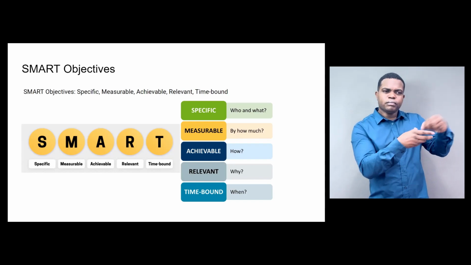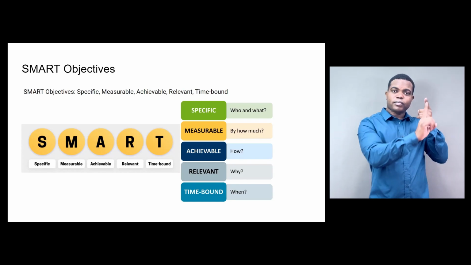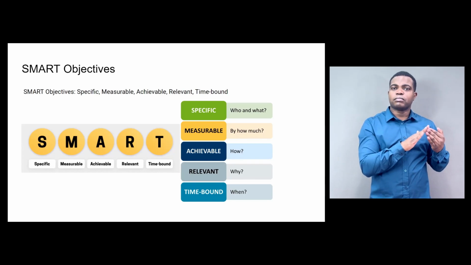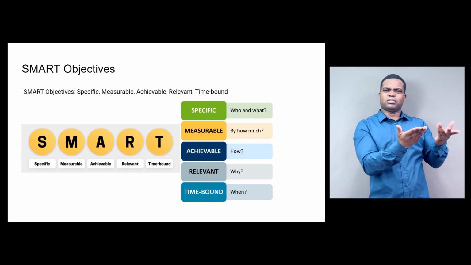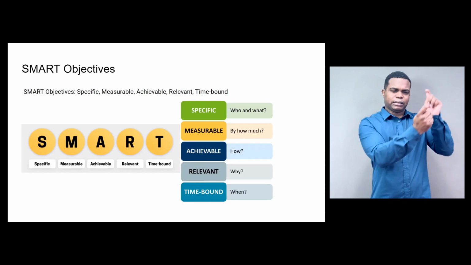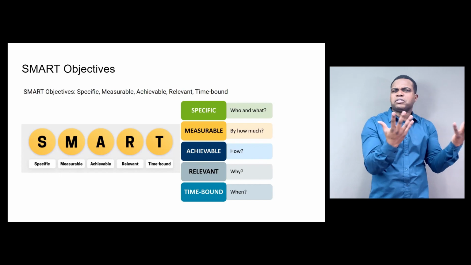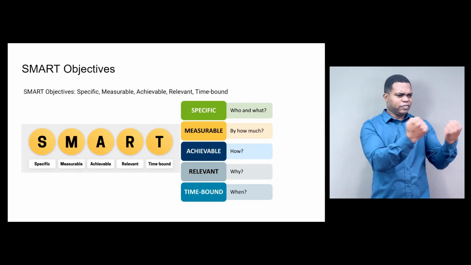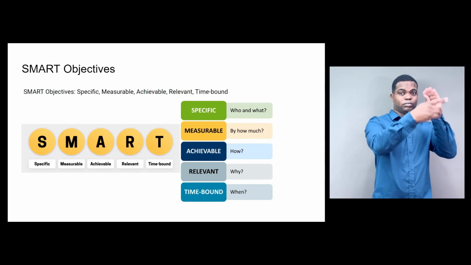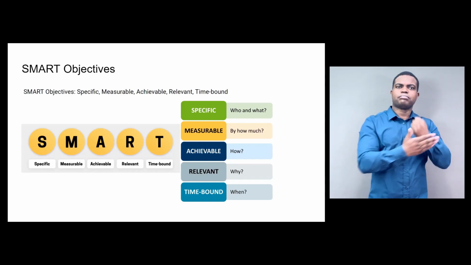So specific: who and what? What exactly? If it is directed to a group of people, who are this group of people? So for example, your community engagement initiative, what community? Who are these people? So it has to be specific. Measurable: by how much? How can you measure your activities? The objective you will be setting, how can you measure this objective?